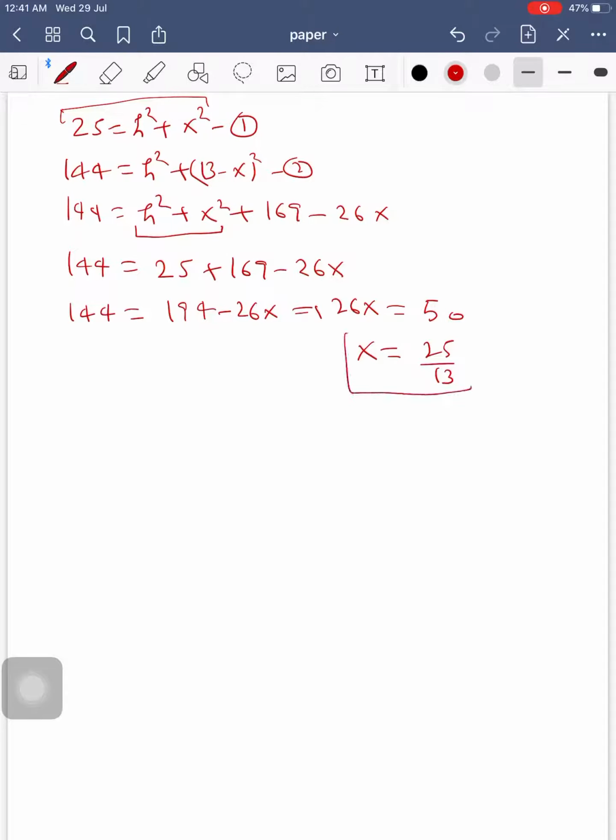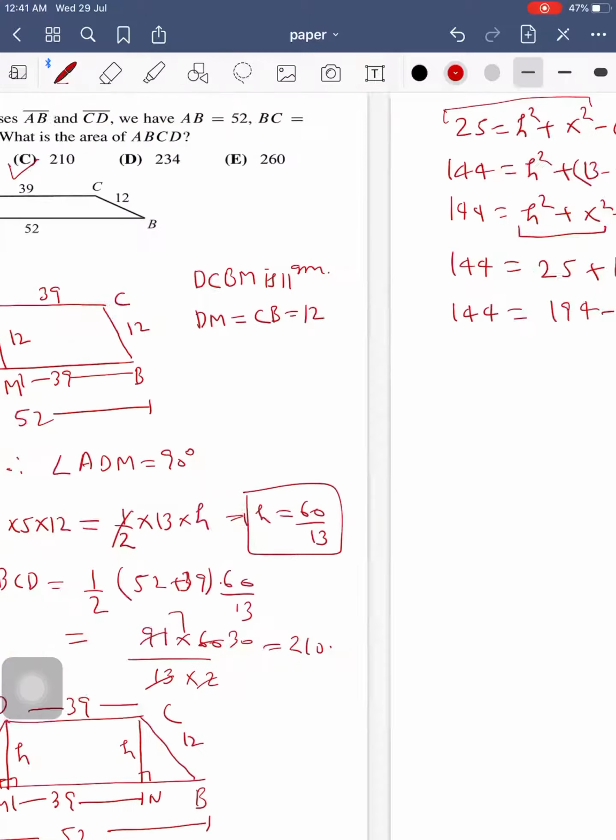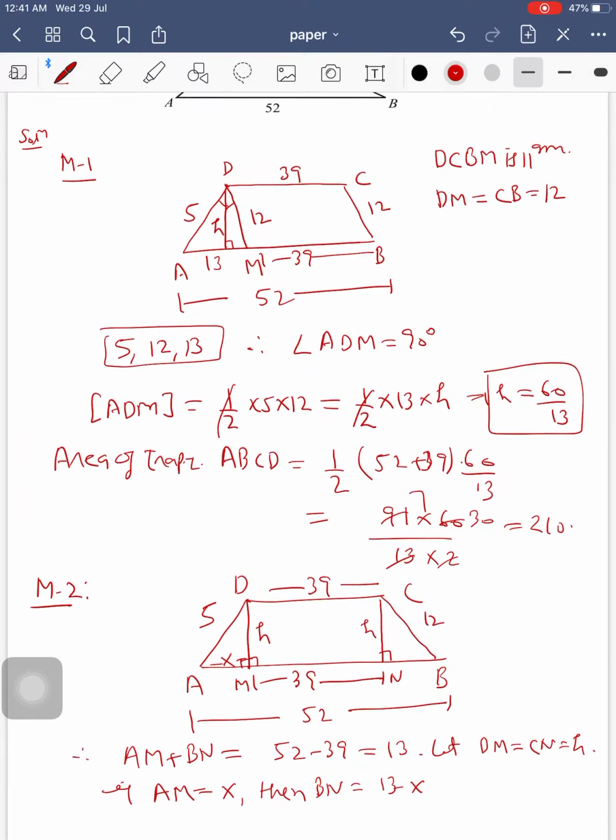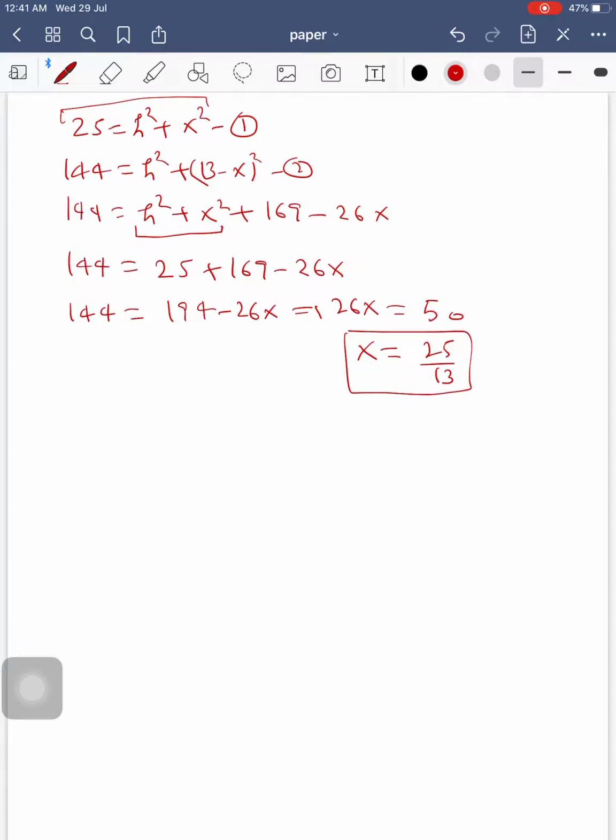X is 25 over 13. When x is 25 over 13, then h is what? Then h equals root over 25 minus (25 over 13) whole square, that is 25 minus 25 square upon 13 square.